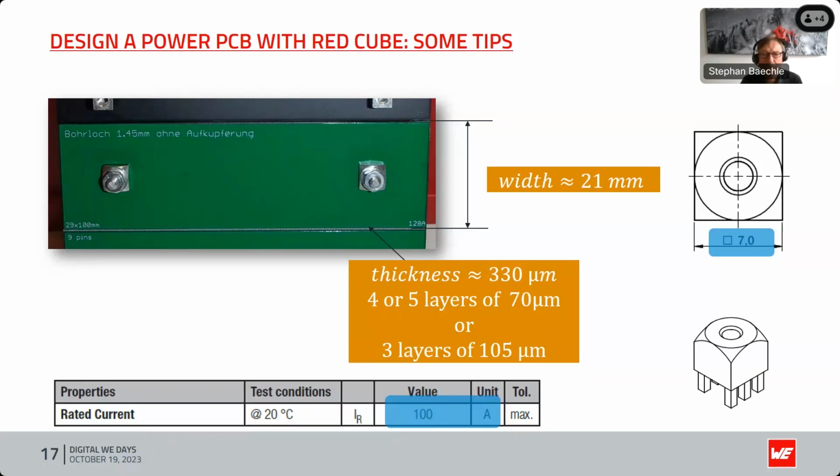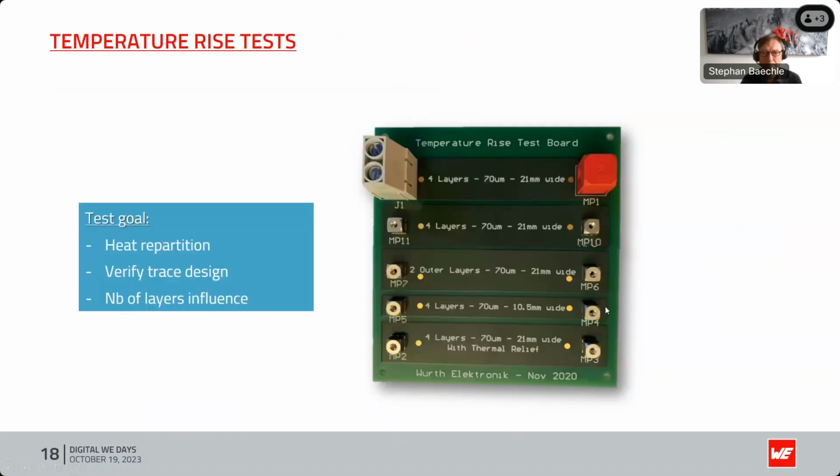Or it's also possible to use 3 layers with around 105 micrometers of copper inside. 105 micrometers is the maximum copper amount per layer which is possible to bring into a standard FR4 material. That's the reason for the 105 micrometers. But you can also choose more layers, let's say 4 or 5 with around 70 micrometers. And then you are always on the safe side using this rule of thumb.